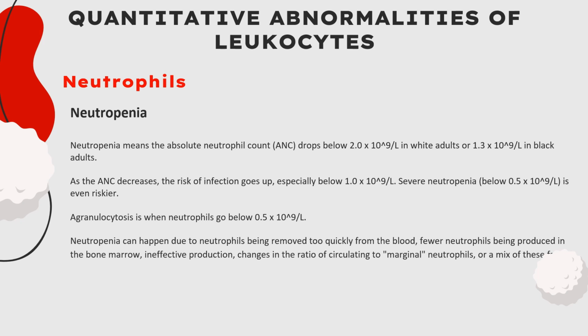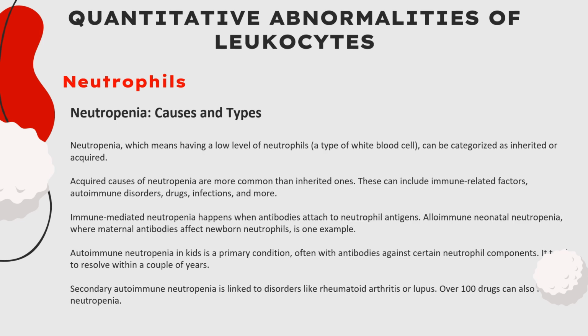Neutropenia's causes include rapid neutrophil removal, reduced bone marrow production, ineffective production, or shifts in the circulating to marginal neutrophil ratio. Picture this, a low level of neutrophils, the valiant white blood cells in our immune army. Neutropenia can be classified into two categories, inherited and acquired. The majority of neutropenia cases are acquired, often resulting from immune-related factors, autoimmune disorders, medications, infections, and more. Immune-mediated neutropenia occurs when antibodies latch onto neutrophil antigens. Ever heard of alloimmune neonatal neutropenia?